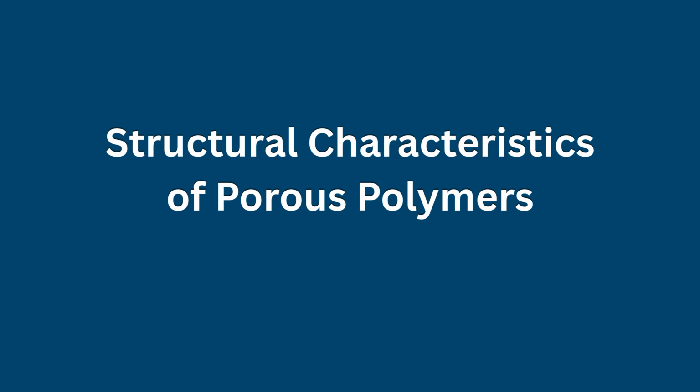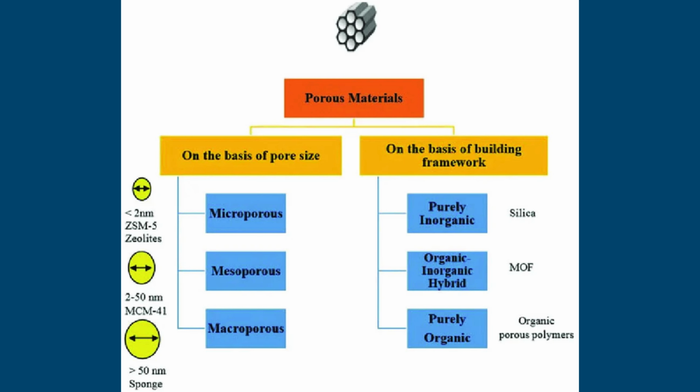Structural characteristics of porous polymers. The structural diversity of porous polymers arises from variations in pore size, connectivity, distribution, and the architecture of the polymer skeleton. Pore size is commonly classified according to established conventions into micropores, mesopores, and macropores. However, in many polymer systems, larger pores extending into the micron and millimeter scales are frequently observed. These different pore regimes contribute distinct functionalities.